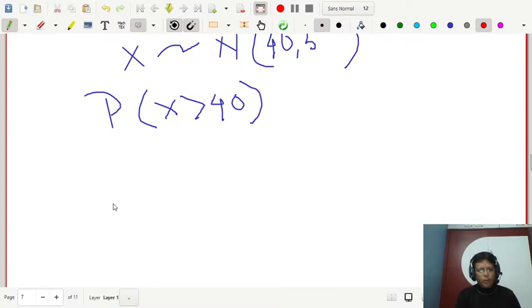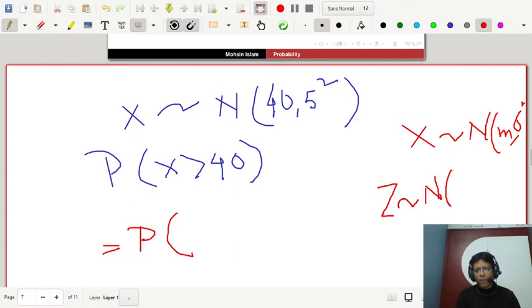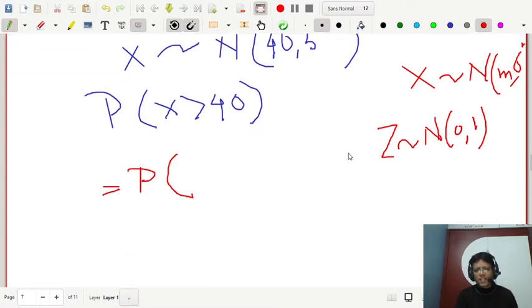So x follows normal distribution. Let us transform this to z, that is standard normal distribution. So if x is normal m comma sigma squared distribution, in that case your z will be normal 0 comma 1, right? So z is the standard normal variable.